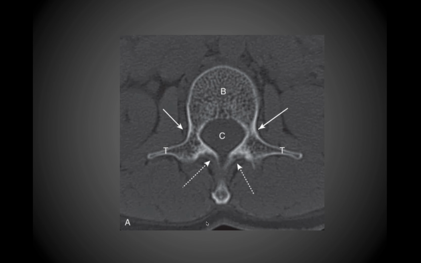So here we have a real in vivo image of a spine, or in this case, just of a single vertebra, and so we can appreciate the different structures. The solid white arrows represent the pedicles, B represents the body of the vertebra, C represents the spinal foramen or spinal canal, and then back here we have the laminae shown by these dotted white arrows.